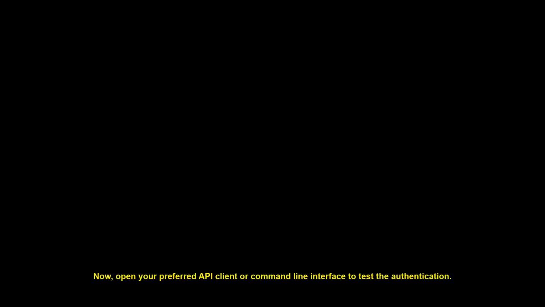Now, open your preferred API client or command line interface to test the authentication. In the header of your request, add the following key: Authorization. Set the value of the Authorization header to Bearer YOUR_API_TOKEN. Replace YOUR_API_TOKEN with the actual token you copied earlier.